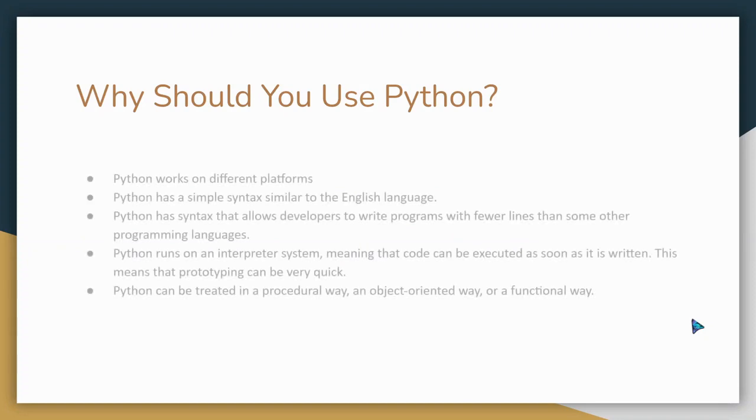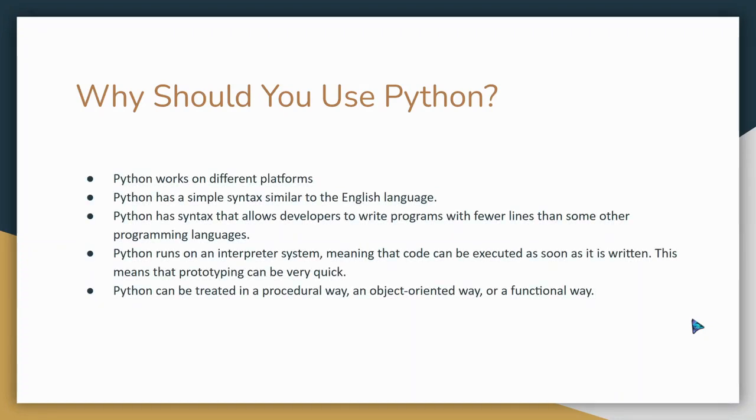So why should you use Python? Python works on many different platforms such as Mac, Linux, and Windows. Python has simple syntax similar to the English language. Python has syntax that allows developers to write programs with fewer lines when compared to other programming languages. Python runs on an interpreter system, meaning that the code can be executed as soon as it is written. This means that prototyping can be very quick. Python can be treated in a procedural way, an object-oriented way, or a functional way. Python can be used in many different ways.